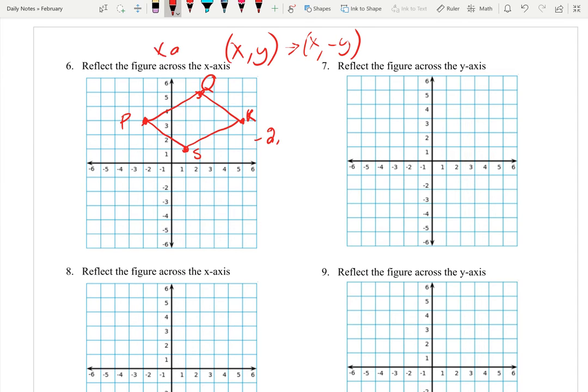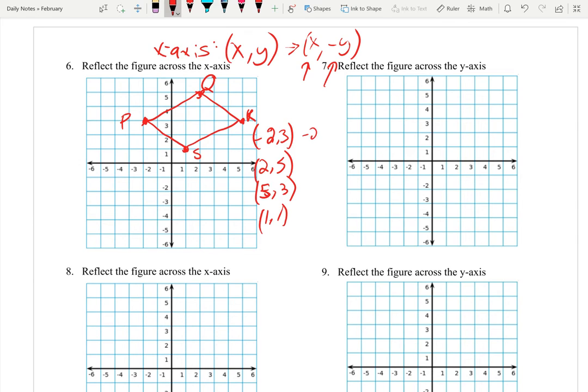This is for the x-axis, of course. So -2, 3. Q is at 2, 5. R is at 5, 3. And S is at 1, 1. So let's follow this lead. Keep x the same, but negative y.